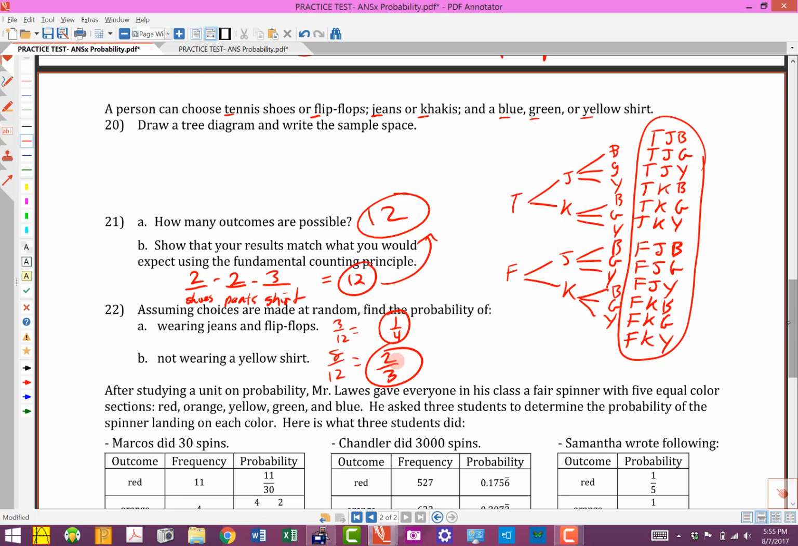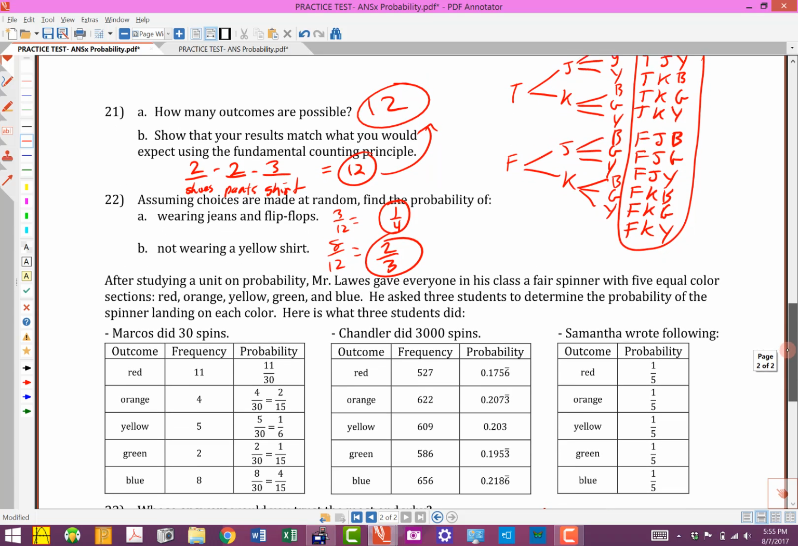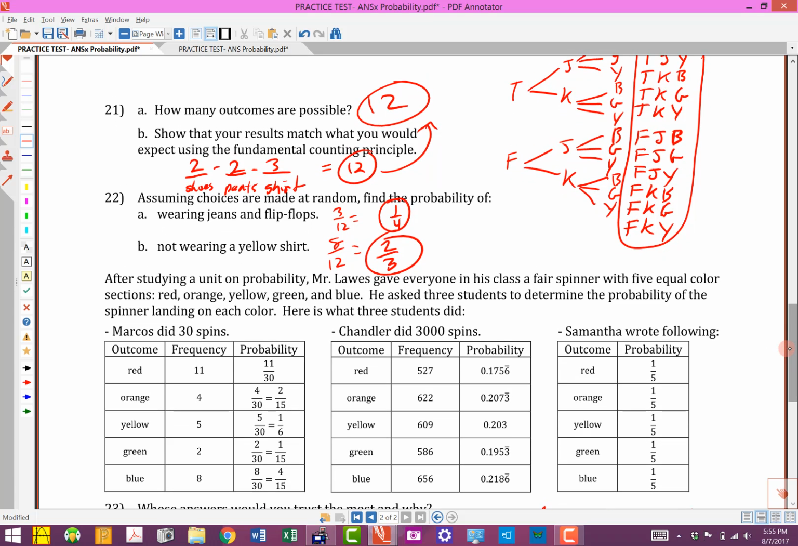Now on this next part, I want to look at this and then I'll show you what I've got written down below. So it says, after studying a unit on probability, Mr. Laws gave everyone in his class a fair spinner with 5 equal color sections. So they're all equally likely: red, orange, yellow, green, and blue. He asked 3 students to determine the probability that the spinner lands on each color, and here's what the 3 students did. So Marcos did this.